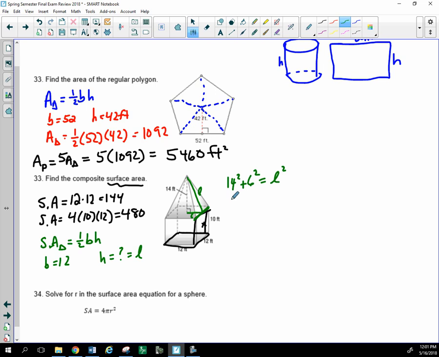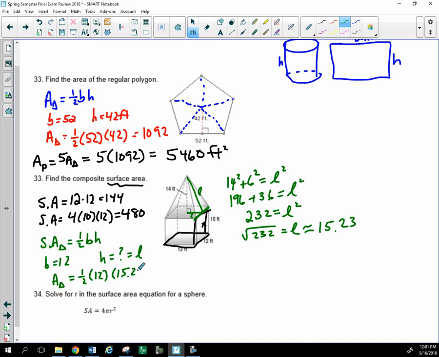Continuing on with this, I'm going to end up with 196 plus 36 equals the slant height squared. Combining those together, I believe I get 232 is the slant height squared. If I take the square root of 232, that will equal the slant height, which comes out to be approximately 15.23. So to find the area of the triangle, I have 15.23 for the height. The area of one triangle is going to be 1/2 of 12 times 15.23. And I would then multiply that all by 4 because there are 4 of them. That would be the surface area of all the triangles of the pyramid itself. When I multiply that all out, I get 365.52.